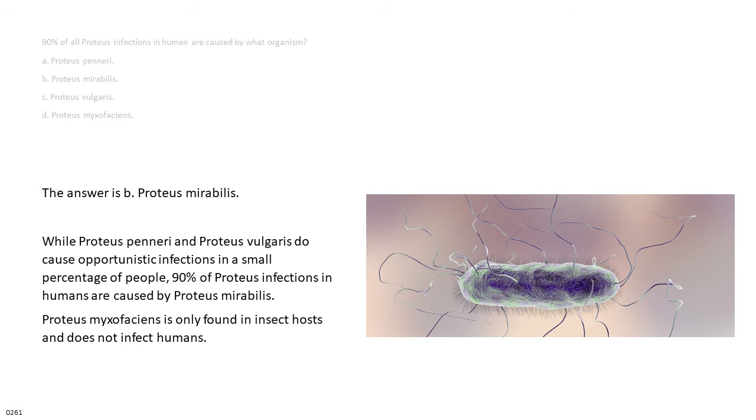The answer is B. Proteus mirabilis. While Proteus penneri and Proteus vulgaris do cause opportunistic infections in a small percentage of people, 90% of Proteus infections in humans are caused by Proteus mirabilis. Proteus myxofaciens is only found in insect hosts and does not infect humans.